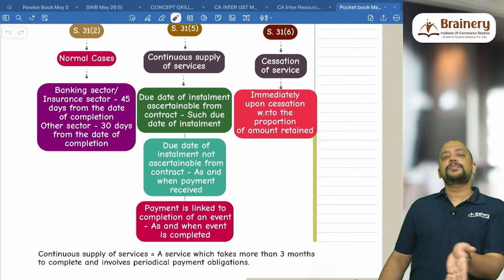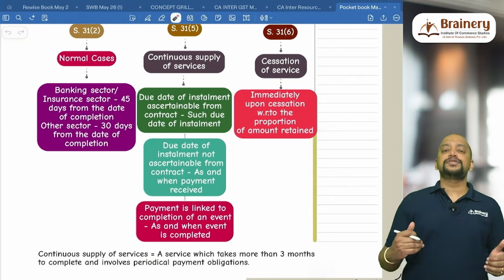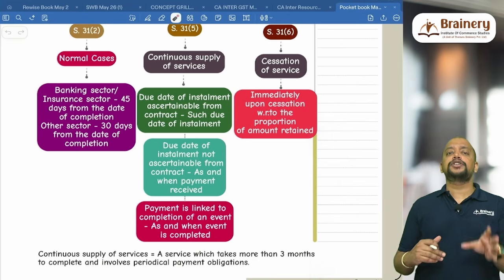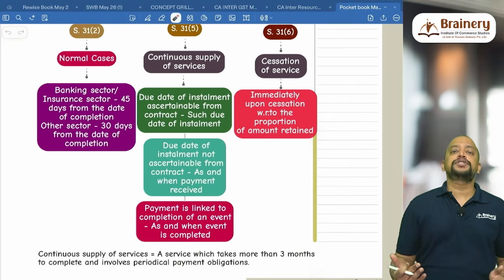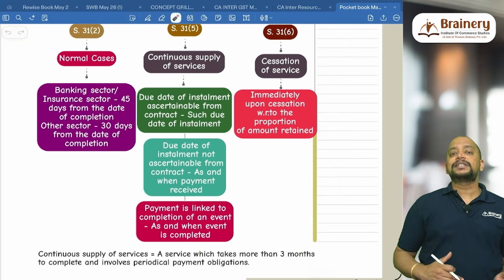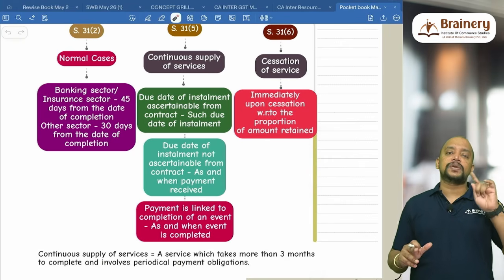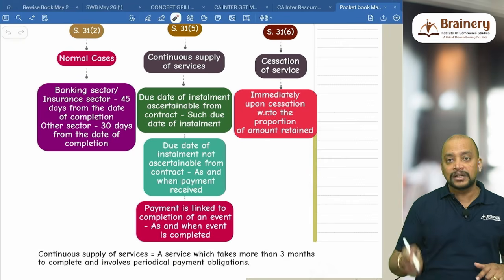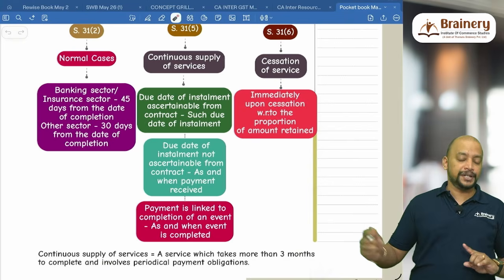If it is not a continuous supply of service, if it is not cessation of service, then it will be the balancing figure. We need to see whether it is banking or insurance or not. If it is banking or insurance, we need to see the time limit for issuing invoice. The due date of invoice is 45 days from the date of completion. If it is other cases, 30 days from the date of completion. So this is the due date of invoice. There is one subsection which is missing, that is subsection 3. That subsection 3 we will be connecting in tax invoice, debit notes and credit notes.